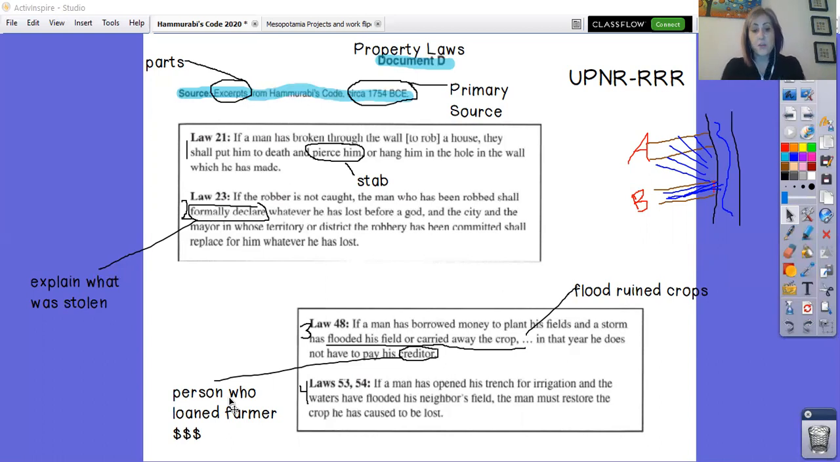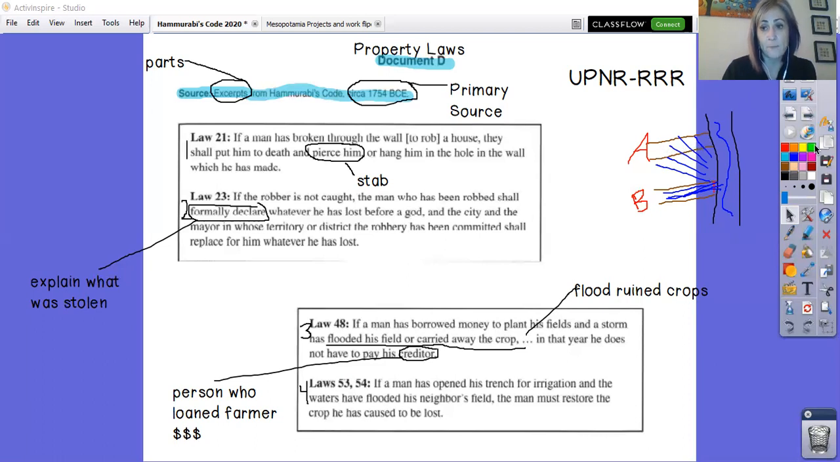And then Law 53 and 54 state, if a man has opened his trench for irrigation and the waters have flooded his neighbor's fields, the man must restore the crops he has caused to be lost. So what that looks like, look at my little drawing right here. This is an irrigation trench that they use the water from the Tigris and Euphrates to fill up. This is Farmer A's little irrigation.